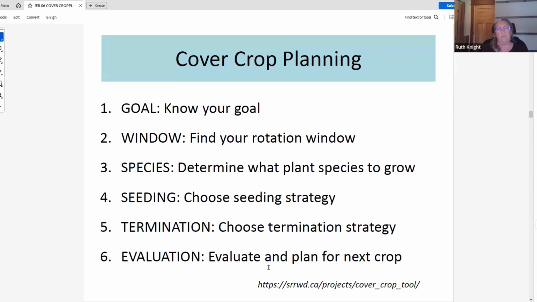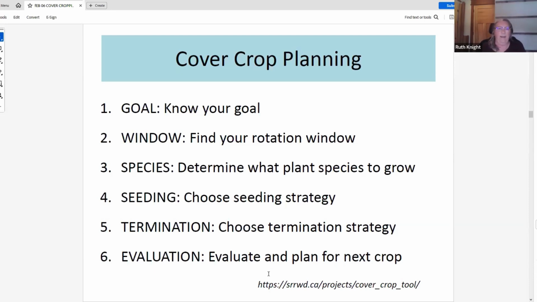There's a plethora of possibilities in terms of species, what will grow in your area, what's available, and then choosing a seeding strategy. There's many different ways of getting cover crops established, and most importantly in terms of termination, because there are many strategies in terms of termination, but herbicides generally is very common in conventional, but is not acceptable in organics. And then evaluating and planning for the next crop.